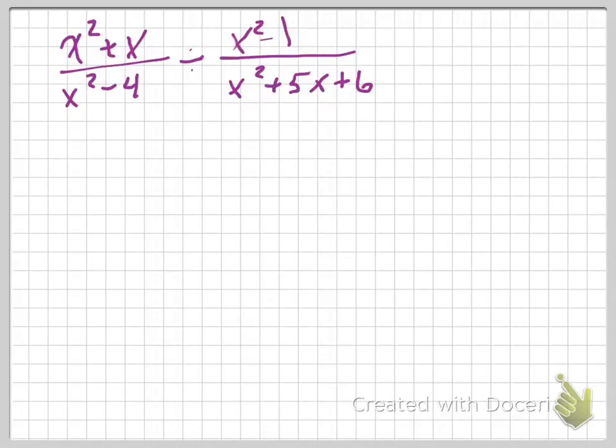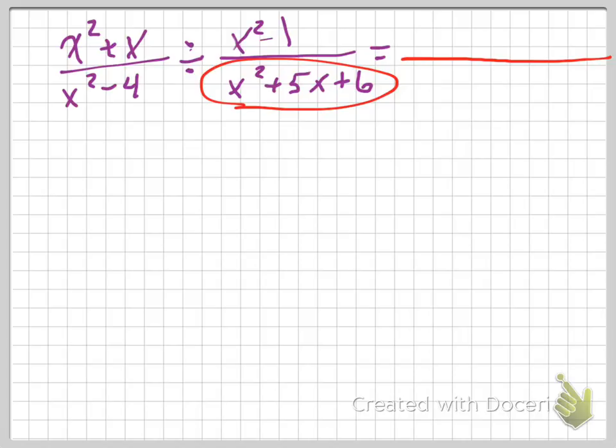Let's talk about dividing two rational expressions. First of all, dividing a rational expression is the same as multiplying by the reciprocal. So the first thing I'm going to do, and I'm going to do two things at once, is rewrite this problem as one big problem, but I'm going to flip this one. So that's on the top. And at the same time, I'm going to factor.